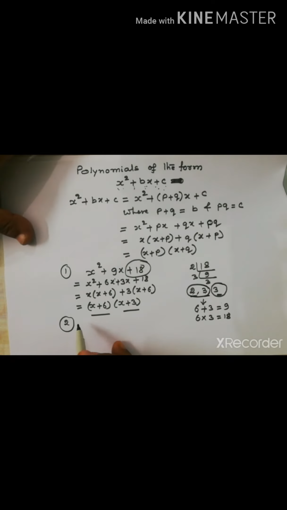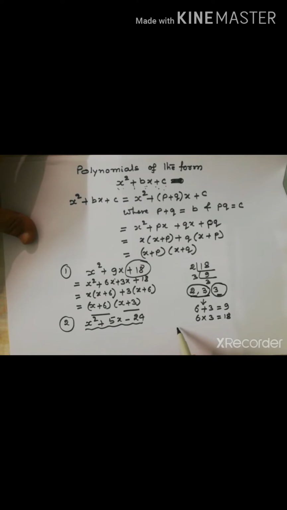Similarly, you take one more example. Suppose x square plus 5x minus 24. Here we are seeing that minus 24 is given. So minus 24 should be factorized. If it is factorized, then 2, 12, 2, 6, 2, 3. With the help of these numbers, we should get 5. How will you get it? 8 and 3. So plus 8 minus 3 will be 5.